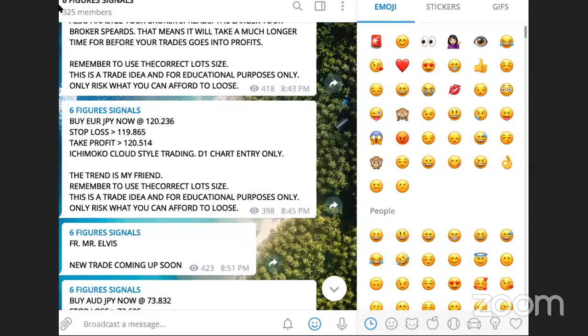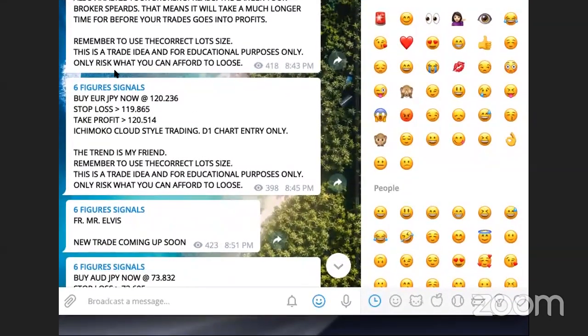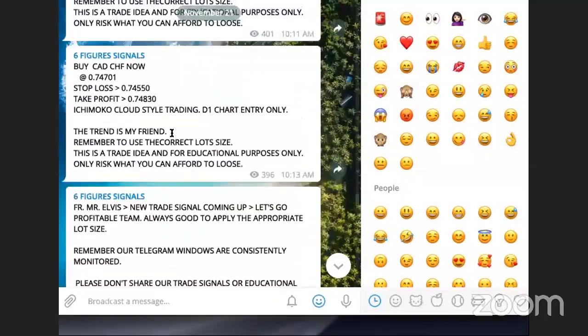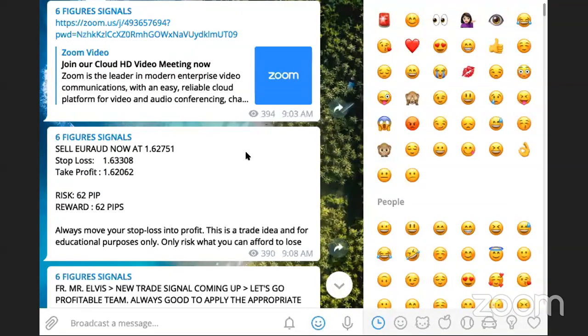So now that we've got this minimized as it should be, when we send out a signal, it's going to typically have a take profit, a stop loss, and where we're entering at. These are typically meant to be market execution orders, so they're not pending orders unless otherwise stated as a pending order.